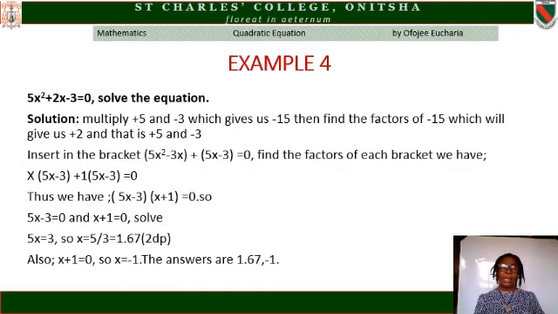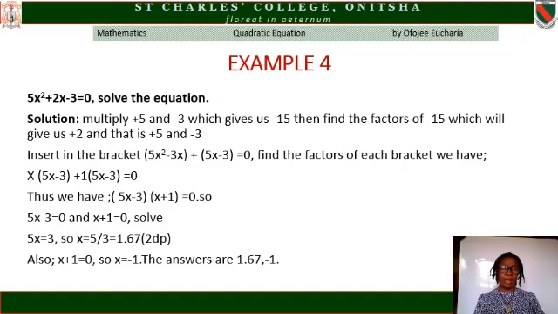In the fourth example, we are asked to solve 5x squared plus 2x minus 3 equals 0. You can see that the coefficient of x squared is 5, and so we multiply 5 and minus 3. That will give us minus 15. Then we go on to find the factors of minus 15 that will give us plus 2, and that is plus 5 and minus 3. Then we use plus 5 and minus 3 to replace plus 2x, because it will still give us plus 2x.